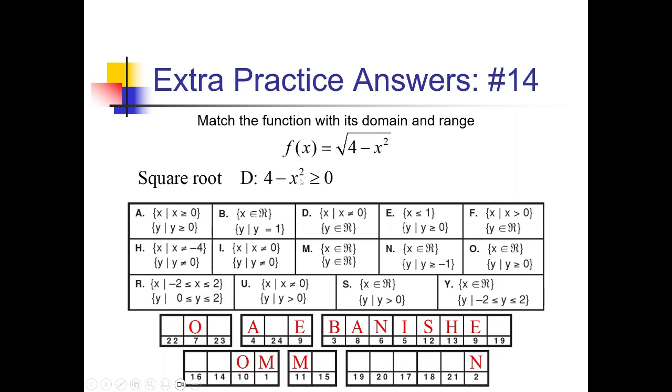How about going the other direction? Well, negative 2 would also give me 0 if I plug it in for x squared. If I plug in negative 3, that would give me 4 minus positive 9, because negatives become positive when you square them.